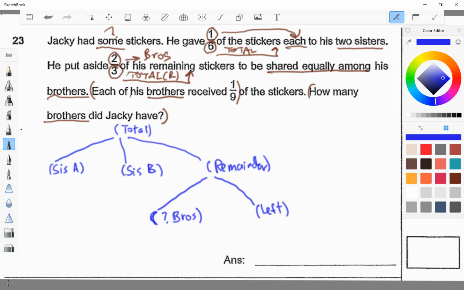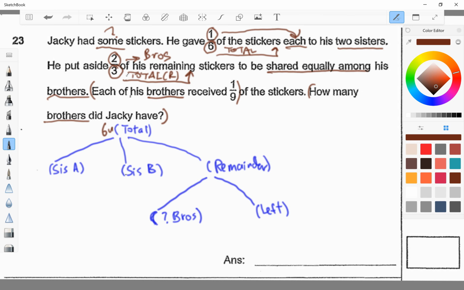What you are seeing right now is the structure of the branch, which is very important. If you are a beginner to this branching, just a reminder that we use pencil to branch, and we branch out the items first without the numbers. So just the items like the total, sis A, sis B, for sister A, sister B, remainder. From the remainder, branch down to bros, so bros represent brothers, and finally we have left. The next thing I have to do is to put down the units. Earlier on we have denominator 6, right? So total will be 6 units.